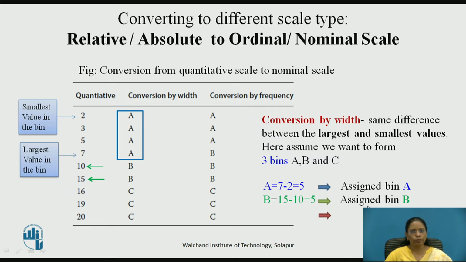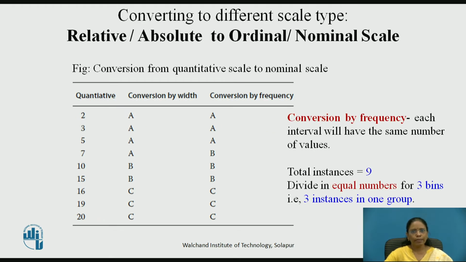If I take the difference for B, that is 15 minus 10, which is 5, and this is assigned to bin B. And for C, 16 is the lowest value and 20 is the highest value. The difference comes out to be actually 4, but 3 equal bins are not possible, and it is much closer to 5, so it can be assigned to bin C. So 3 bins are formed by width.